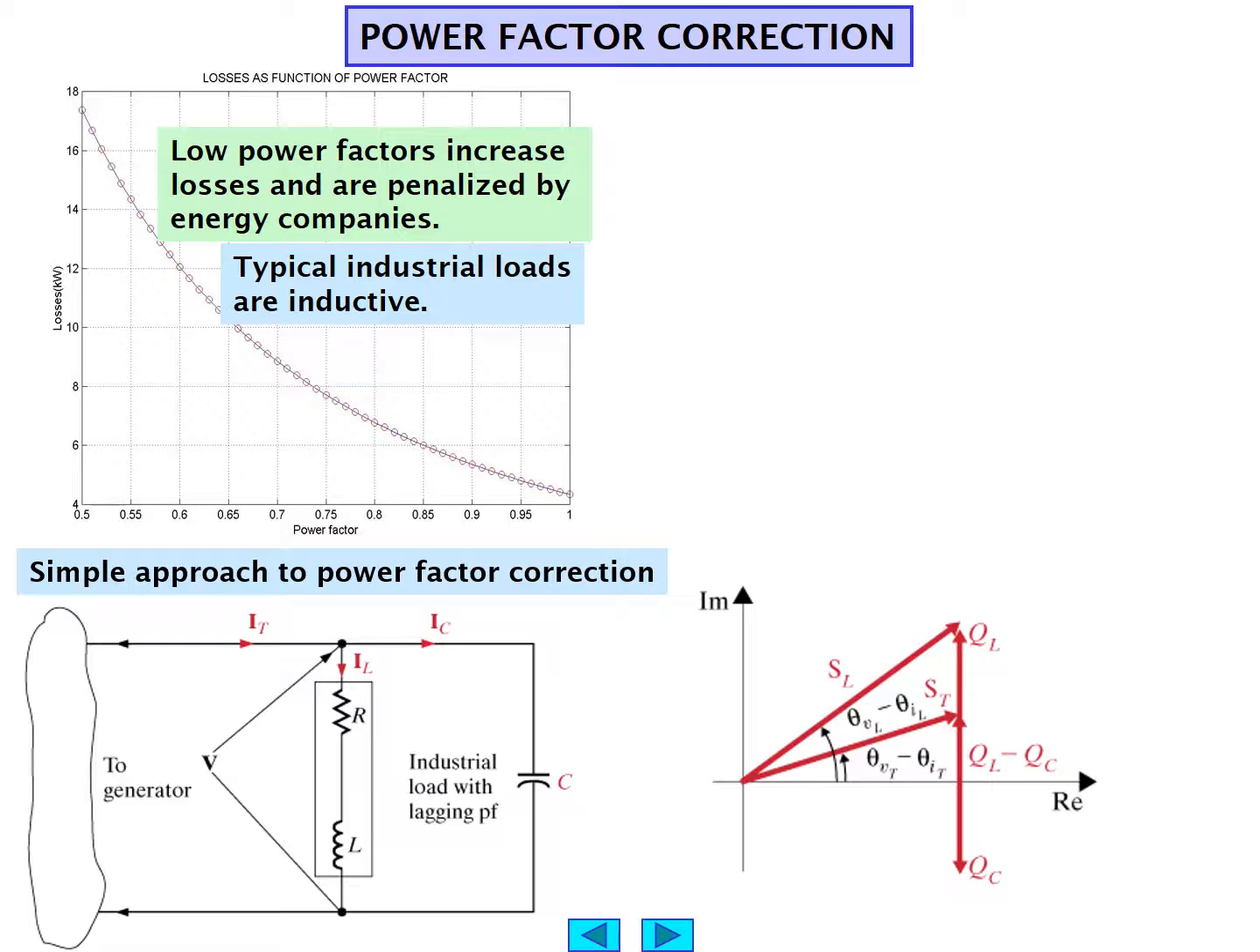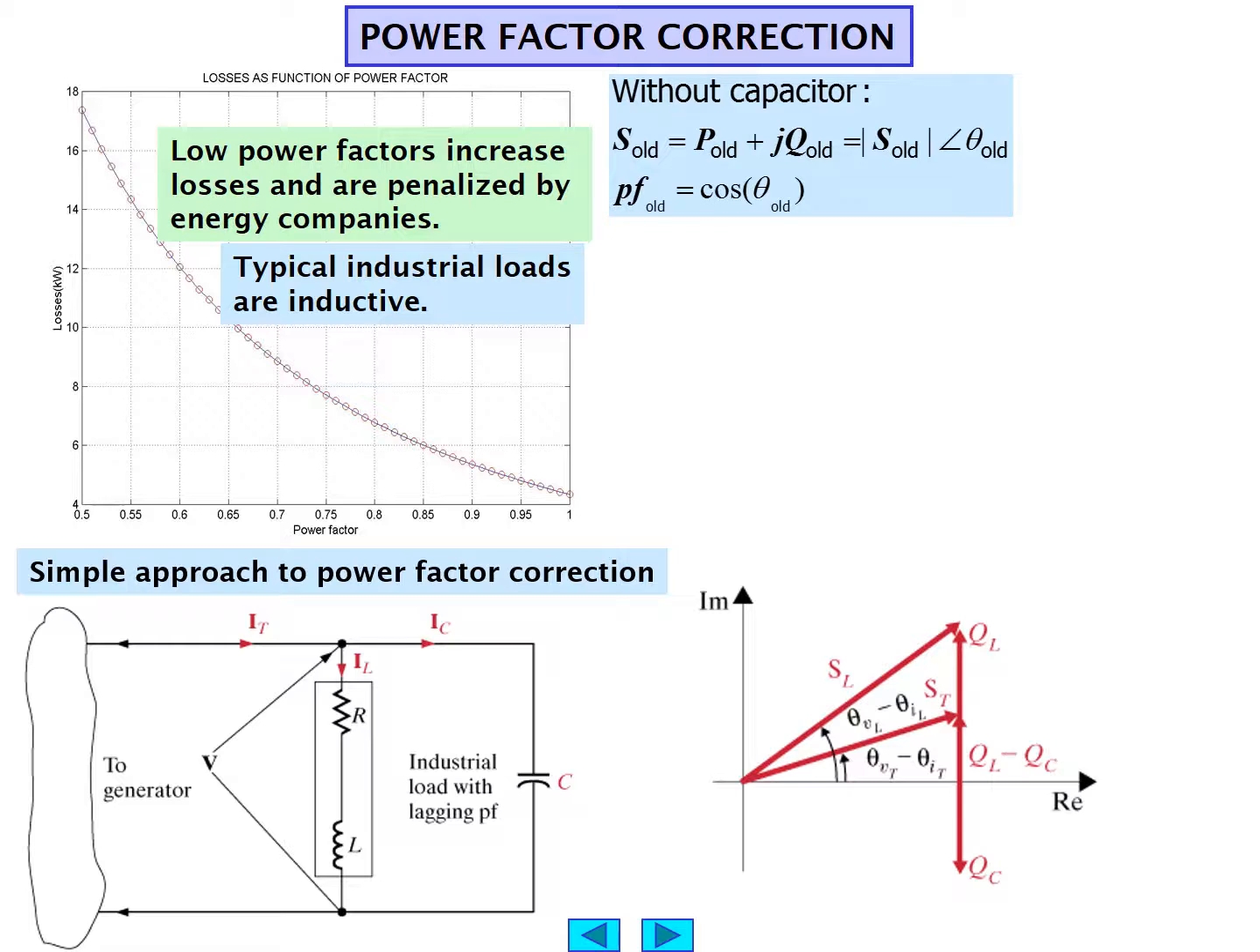If you look at the vector diagram, Q sub L is going to be mitigated by adding some quantity of negative reactive power, Q sub C, and hopefully those things will cancel at some point, or at least reduce the power factor, if not cancel it entirely. So without a capacitor, the complex power, we'll call it S old, is equal to P old plus jQ old. That's the magnitude of the complex power old at an angle of theta old, and the power factor would be the cosine of theta old as a result.